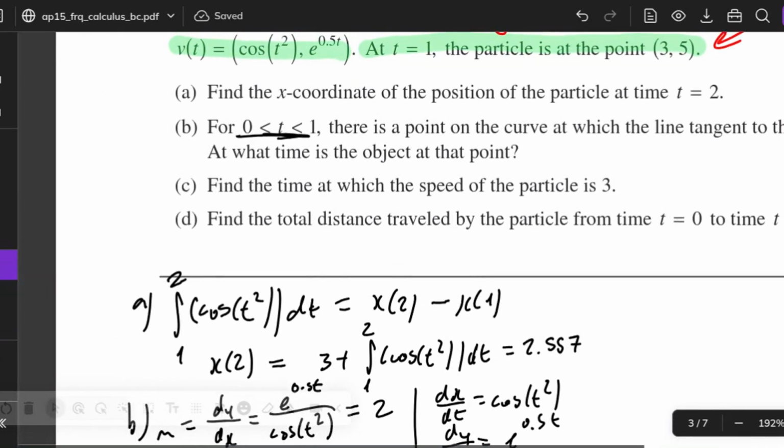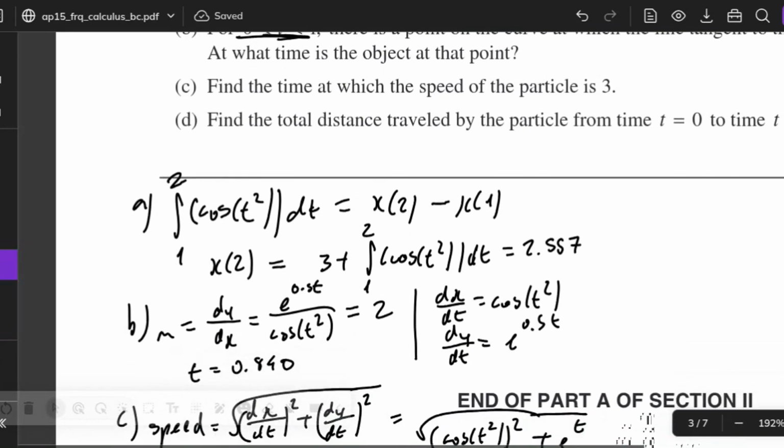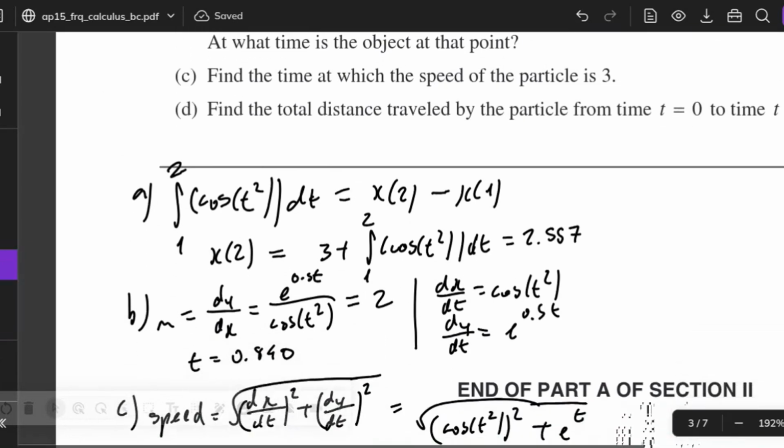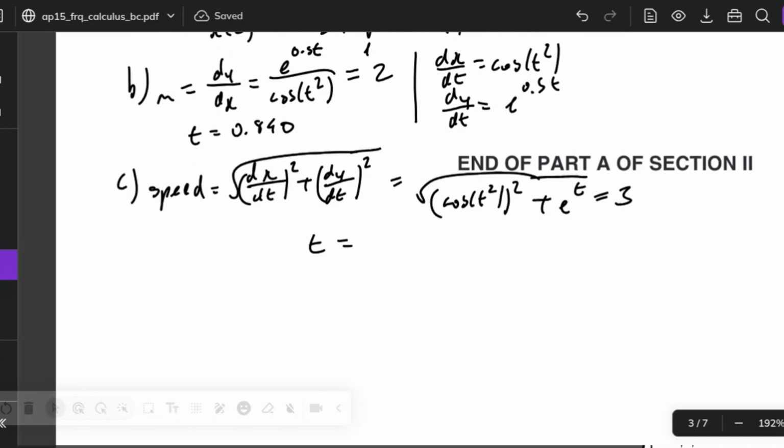And then we know that the speed is 3, so we're going to set this. This is another solve problem. We're going to set all this equal to 3, and we're going to use the solve function again on our calculators to find t. And once we have that, we should have 2.196, or 2.195 if you truncate your answer.